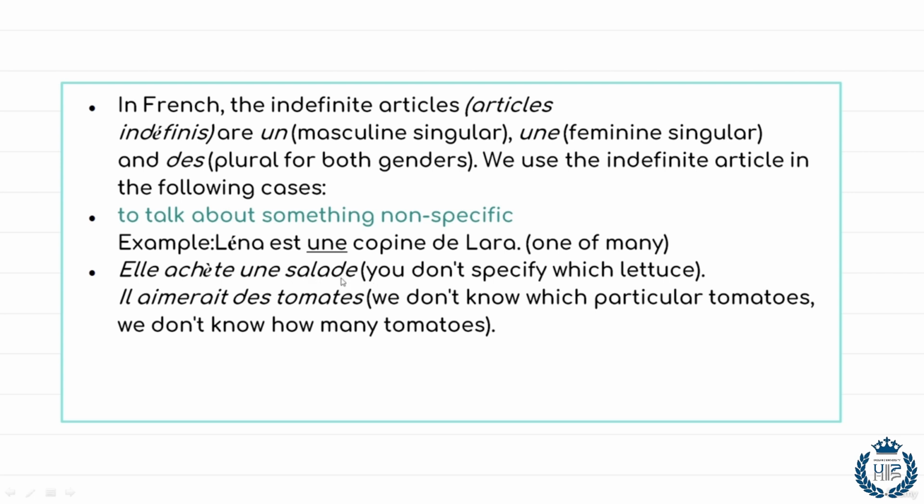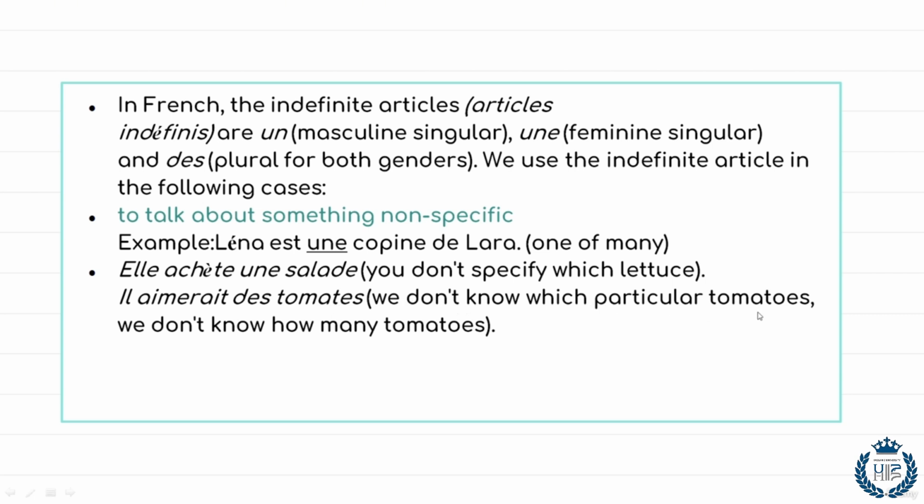So when we're talking about something that is non-specified, so it is non-specific. An example would be: Lena est une copine de Lara. Lena is a friend of Lara. So she is one of many, but she is not specified, right? So that's why in this case we use the indefinite article. Copine is a feminine noun. That's why we use the feminine singular article here.